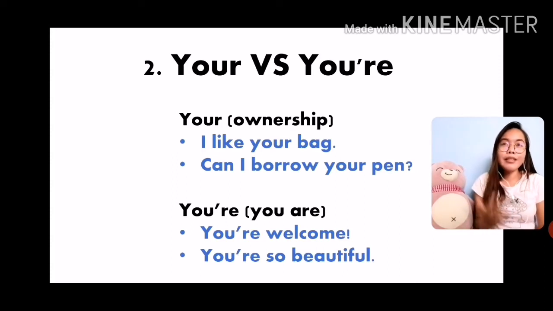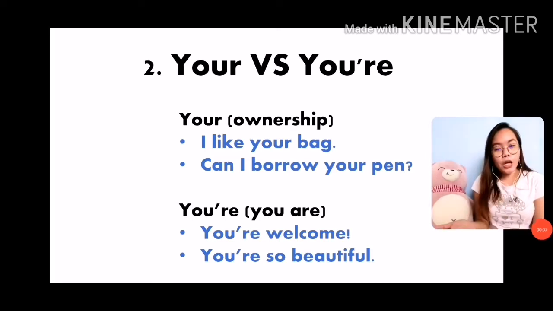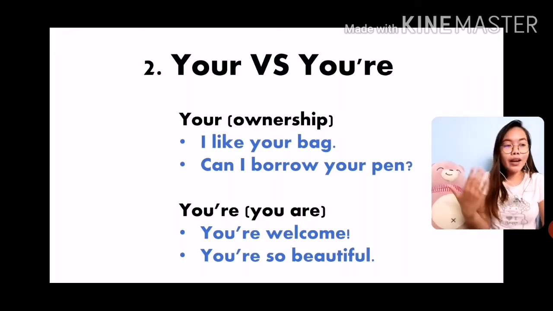Next, another commonly misunderstood or misused pair of words are your and you're. They have the same pronunciation, but they have different usage and function. When you say your, the first one, it talks about ownership or possession. You are talking about who owns this one. For example, I like your bag. Can I borrow your pen? So you are talking about the ownership of someone you're talking to.